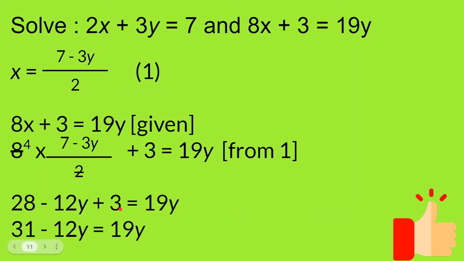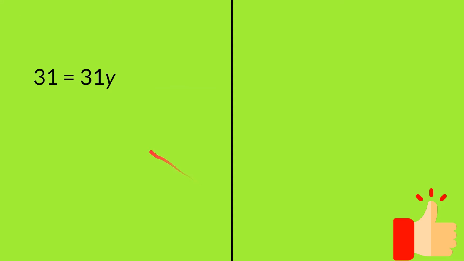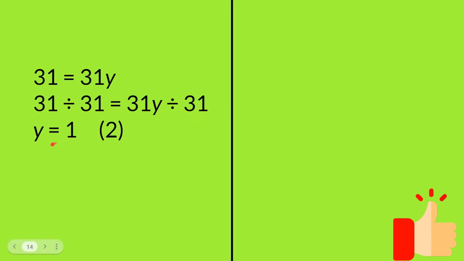And now we'll add 12y to both sides. So minus 12y plus 12y is 0, so 31 will be left on the LHS, while 19y plus 12y will be 31y, like this. So 31 is equal to 31y. Now we will divide both sides by 31. So 31 divided by 31 is equal to 31y divided by 31. So y is equal to 1, and we are again citing a reference so that we can use the value of y is equal to 1 to find the value of x.